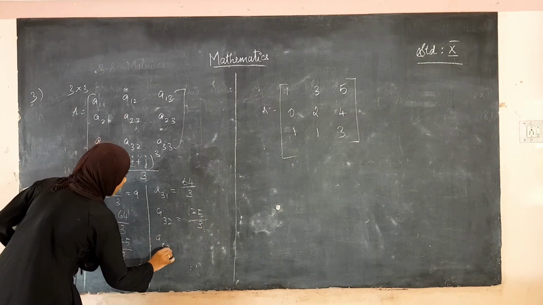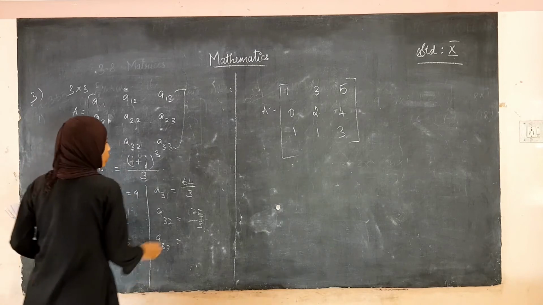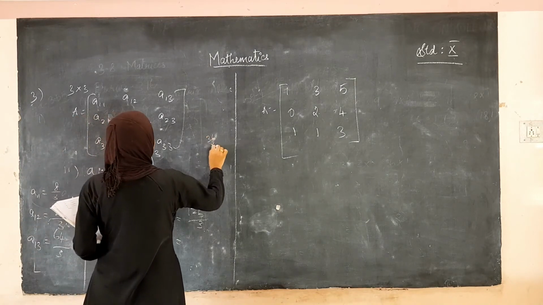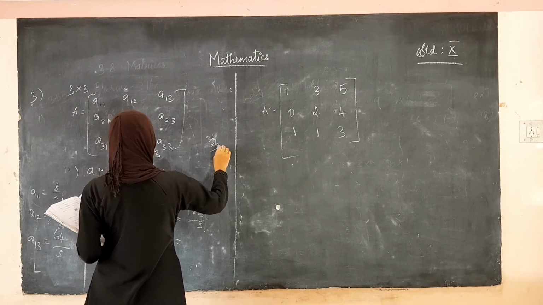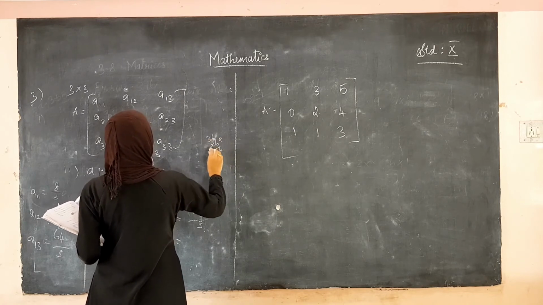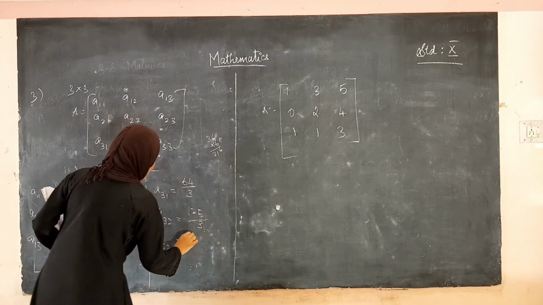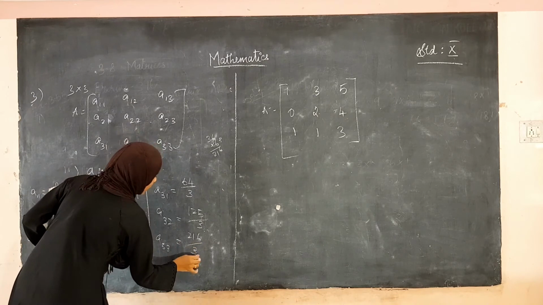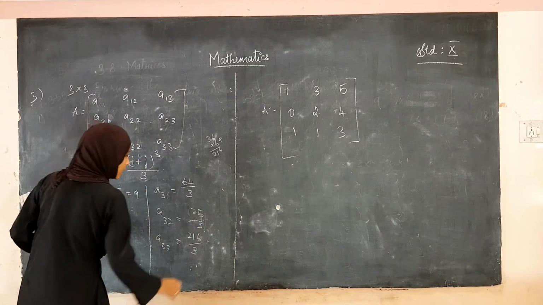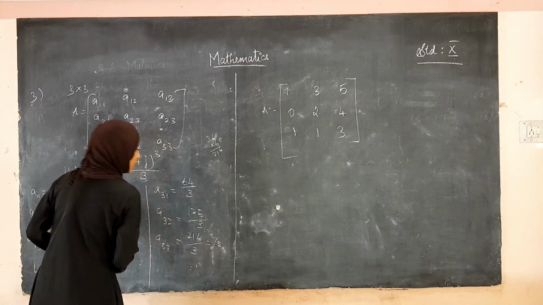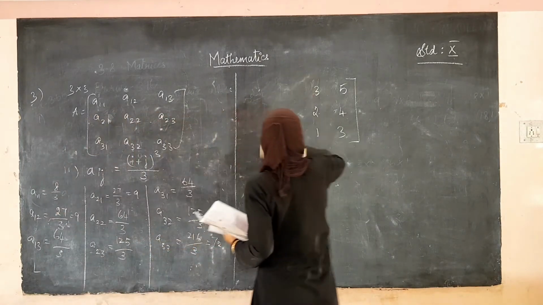And A33: 3 plus 3 is 6, the whole cube is 36 into 6 is 216, divided by 3. Okay. This is 72. Now shall we substitute in the matrix?